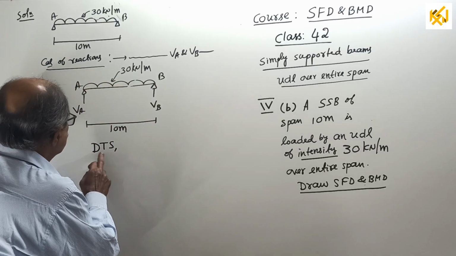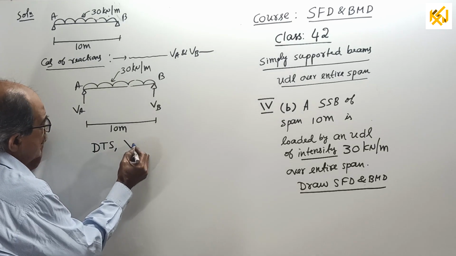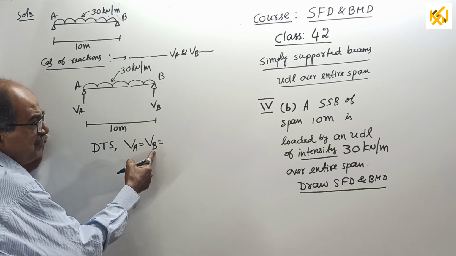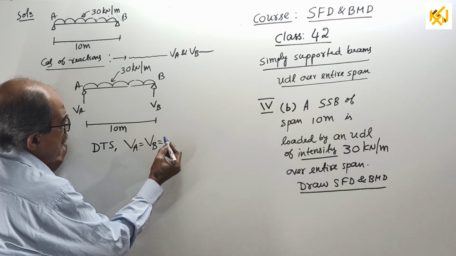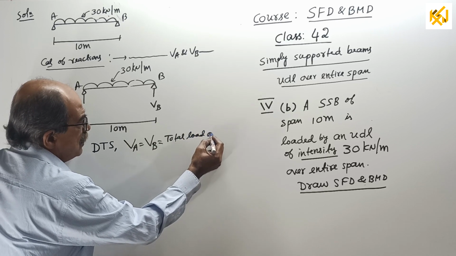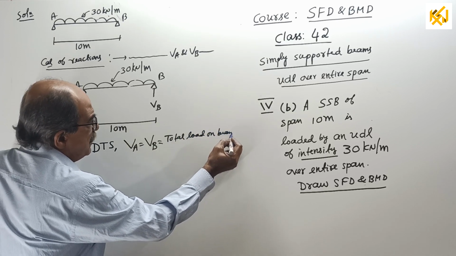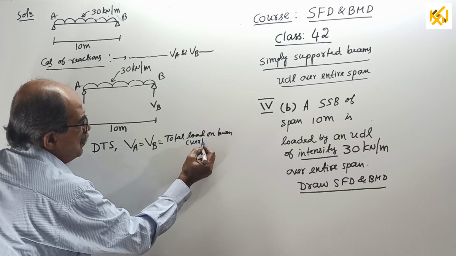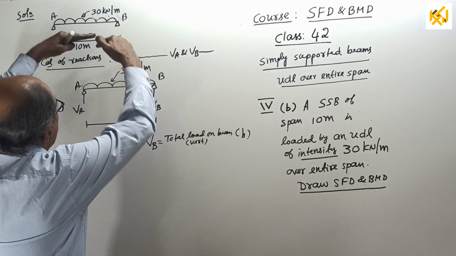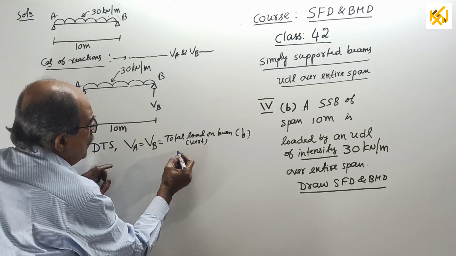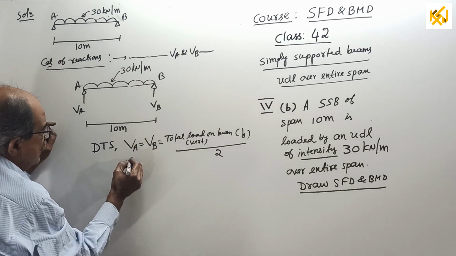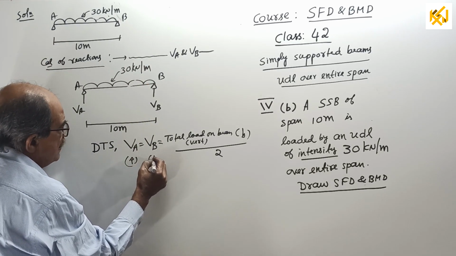So, due to symmetry, directly you can tell reaction at A equals reaction at B equals half the total load on the beam. Total load on beam is the total vertical load in the downward direction. Whatever downward load is there, divide by 2 will give each vertical reaction in the upward direction.